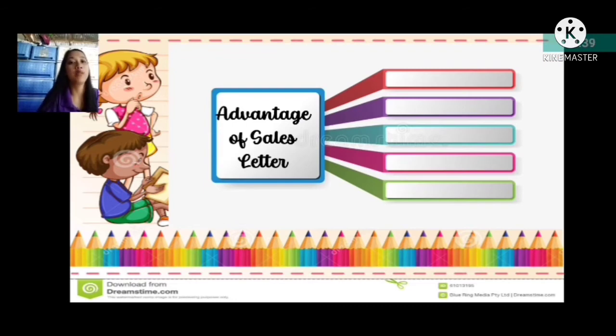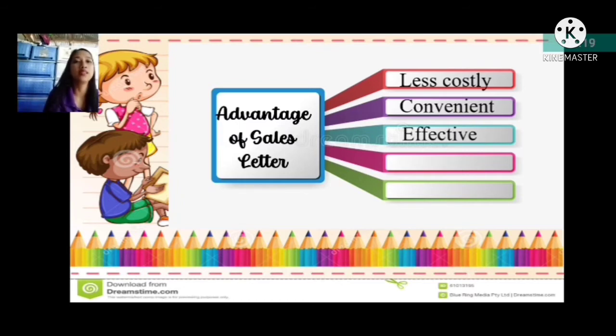We also have the advantages of sales letters. Number 1 is less costly. Compared to all forms of advertisement, a sales letter is the least costly of all. Convenient. If we put the advantages of a sales letter in a nutshell, sales letters are the most convenient because they do not take a lot of time. Then efficient, as you can send it at the click of a button.